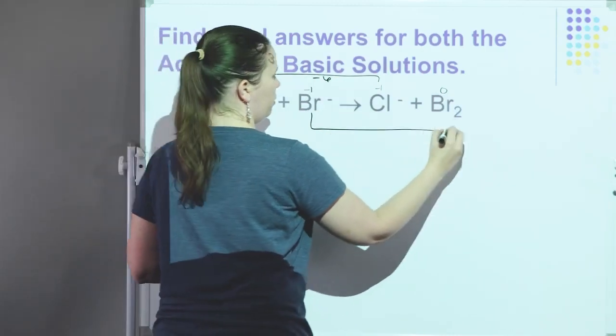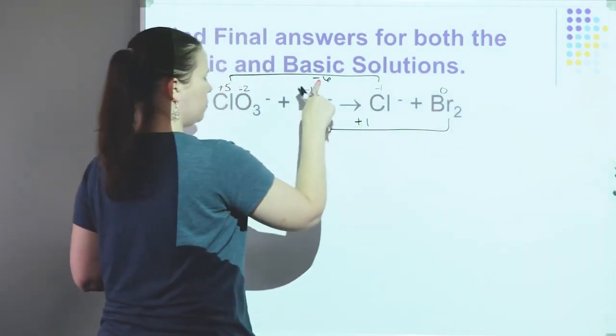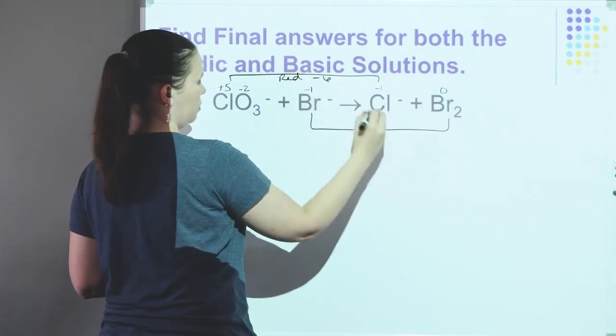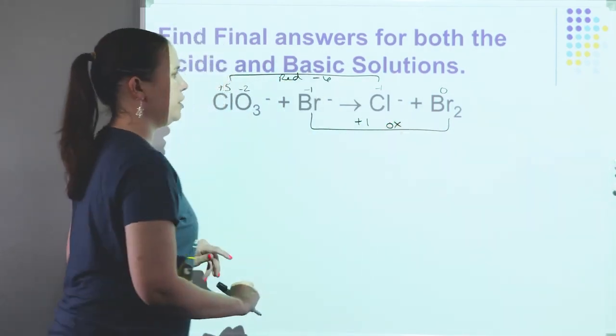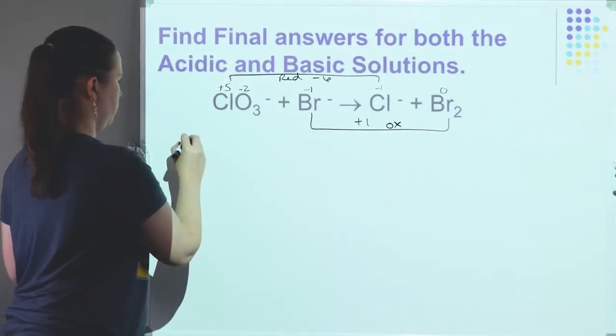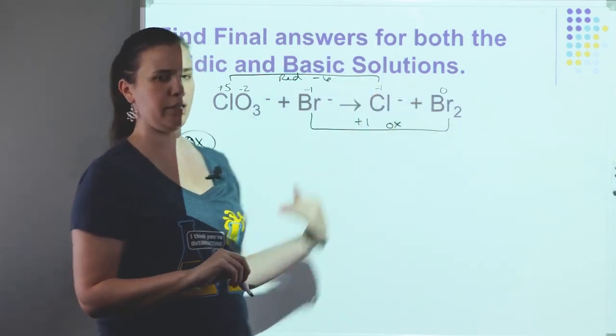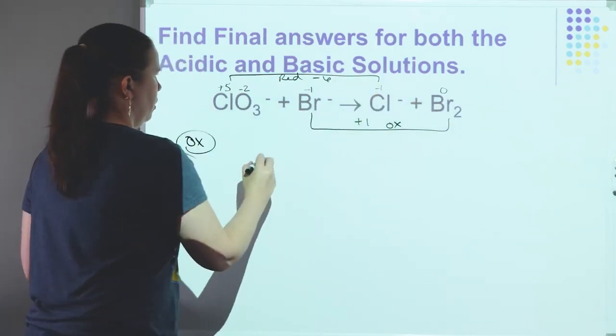And then the bromine goes from -1 to 0. That would be an increase of 1. So the drop is always the reduction, and the positive is always the oxidation. And I'm going to start with the oxidation half reaction first. I always do oxidation first, so it always shows producing electrons and then using them.